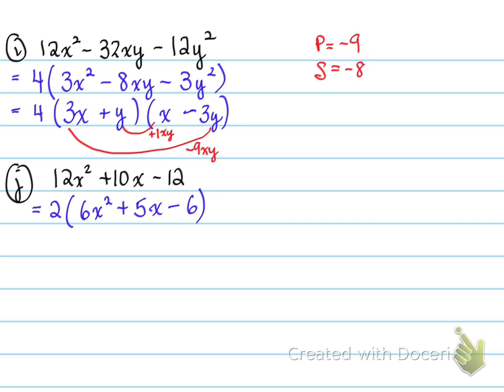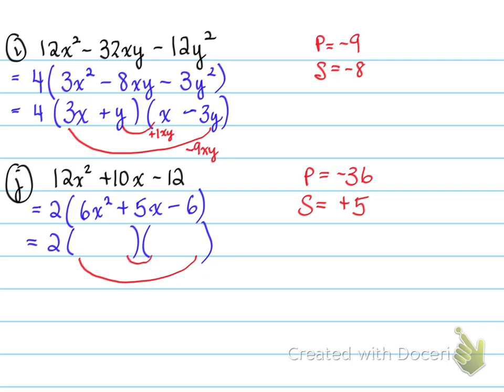How are we going to do that? Well, I need my product and sum. Double set of brackets. Over here, let's do the product. My product is negative 36. And my sum is going to be positive 5. So product is negative 36. My sum is 5. And now we're looking at product and sum.